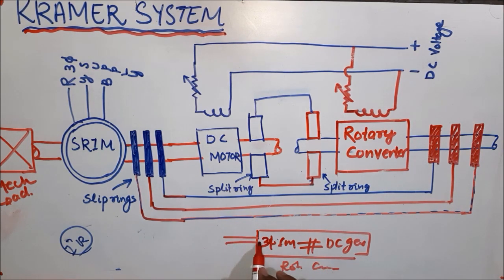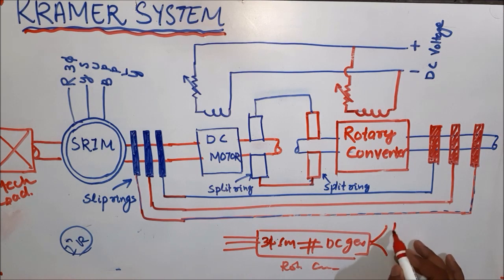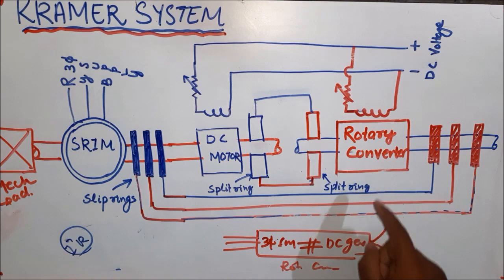We are giving input as three-phase to rotate this three-phase induction motor. And the three-phase induction motor, while rotating, rotates the shaft of the DC generator, and by the excitation, the DC generator produces DC power supply. So this is the working of the rotary converter.